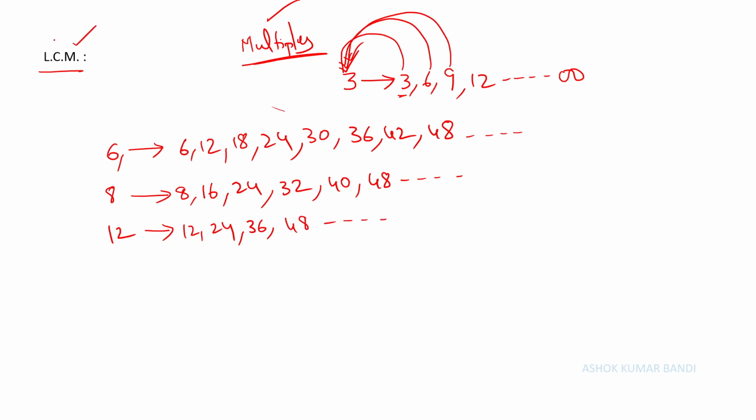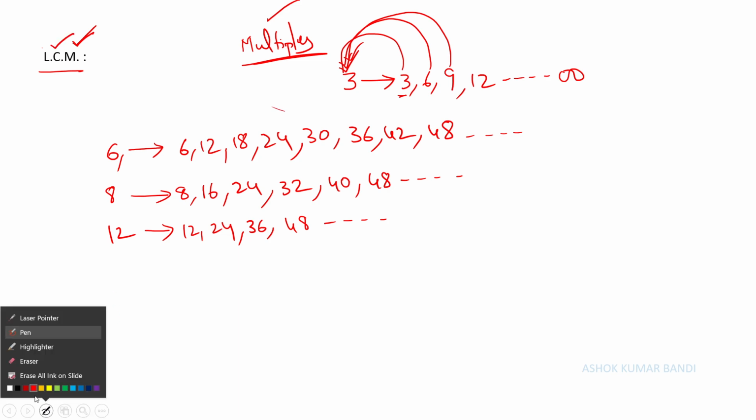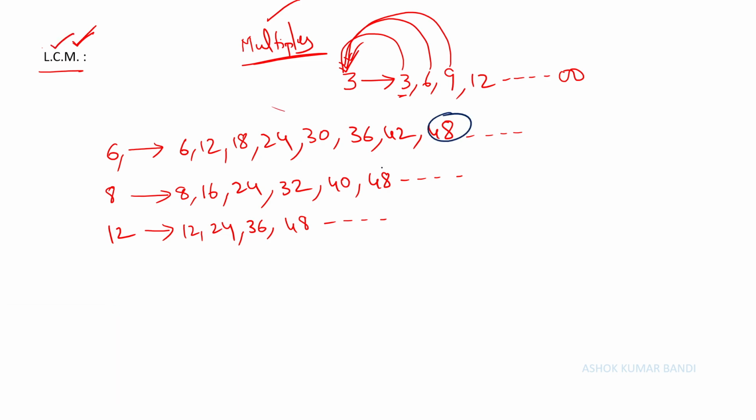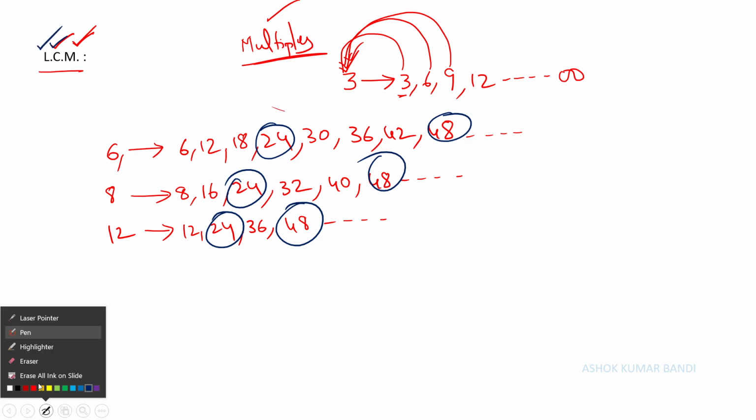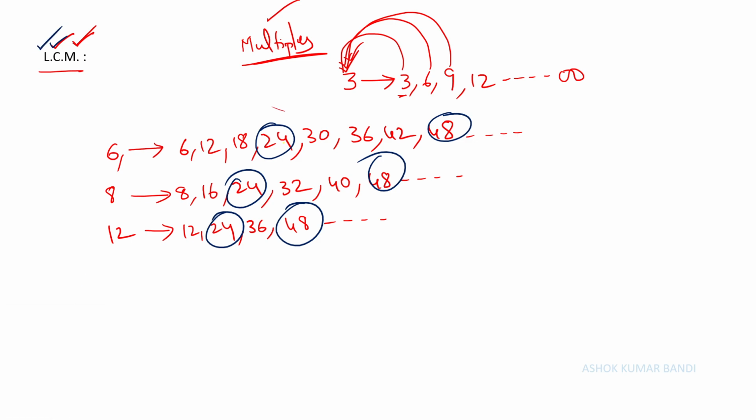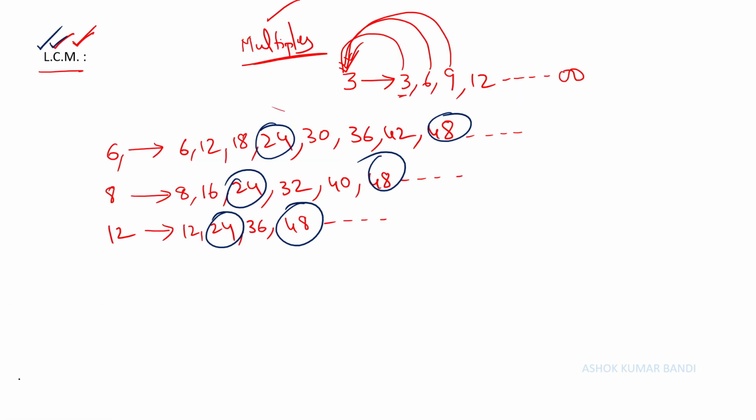Now we are done with multiples. Then least common multiple: after multiples, identify the common ones. What are the common multiples here? You may find different ones if you go on further, but till now we have only two common multiples. Out of the common multiples, find out the least one. Least one means the smallest number out of the common multiples. So here it is 24. Out of the two common multiples we are seeing here, the least one is 24. So the LCM of 6, 8, 12 is 24.